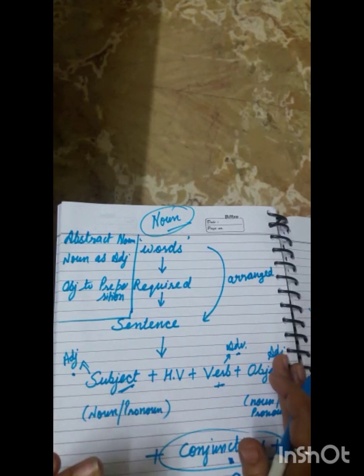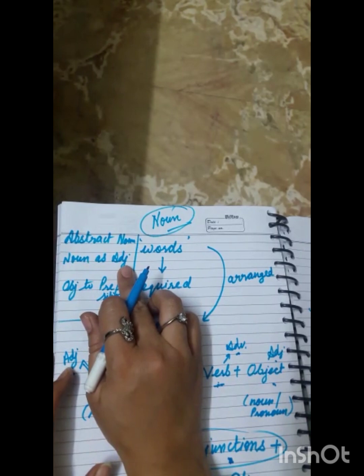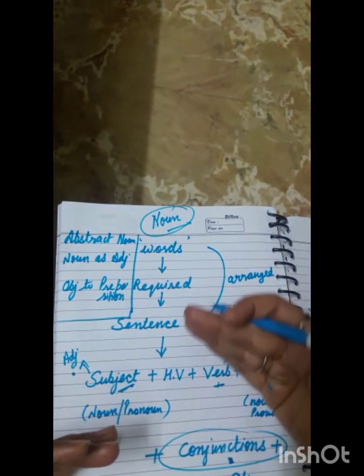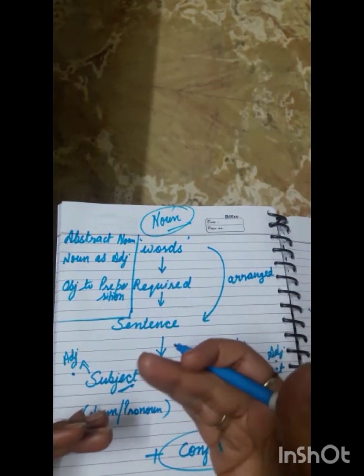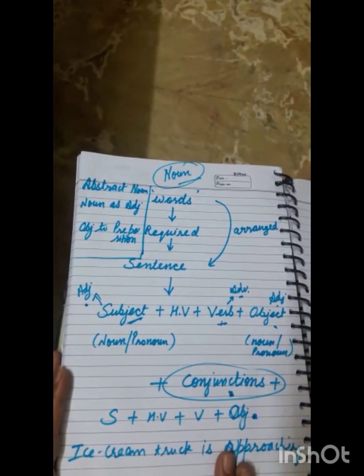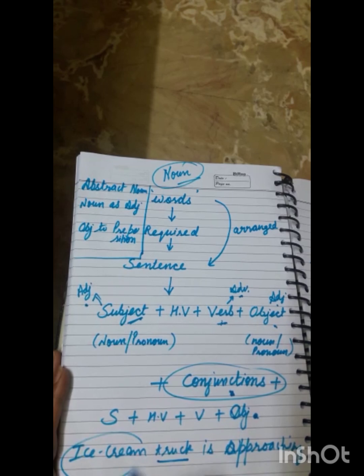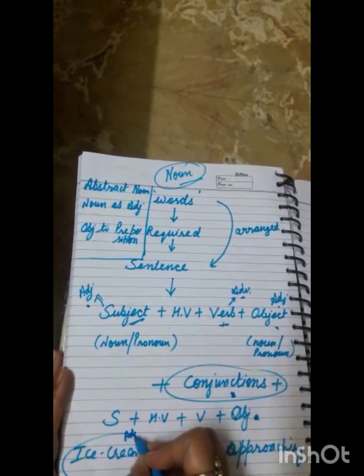Why am I saying this? Because in your grammar lesson you have this concept of noun as adjective. Some words you have mostly studied as nouns, but when you put them in a sentence, for example the sentence given here, "Ice cream truck is approaching." Here truck is a noun, and ice cream is a noun, but we are writing the word ice cream to describe this truck. So ice cream is grammatically an adjective because it is describing the truck.